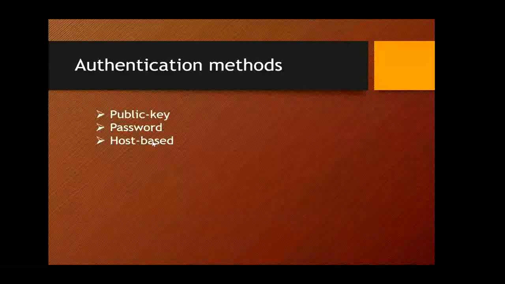In the first one, that is the public key, the details of this method will depend upon the public key algorithm that we choose. Here, the client will send a message to the server that will contain the client's public key with the message that is signed by the client's private key. When the server receives this message, it will check whether the supplied key is acceptable for authentication. And if it is acceptable, it will check whether the signature is correct or not.